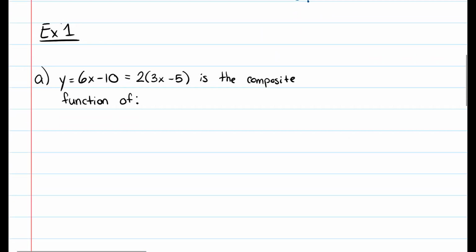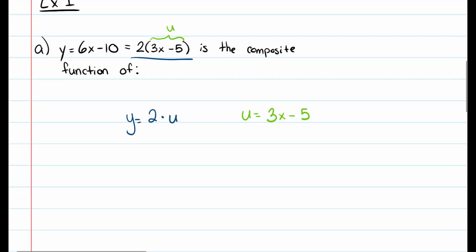So in example 1, we have y is equal to 6x minus 10, which I can rewrite as 2 times 3x minus 5. And the reason I'm doing this is to show you how to use the chain rule with a composite function. So I'm going to write y is equal to 2 times u. I'm substituting the 3x minus 5 for u. So I'm letting u equal 3x minus 5. And so now I get two functions: y is equal to 2u, and u is equal to 3x minus 5.